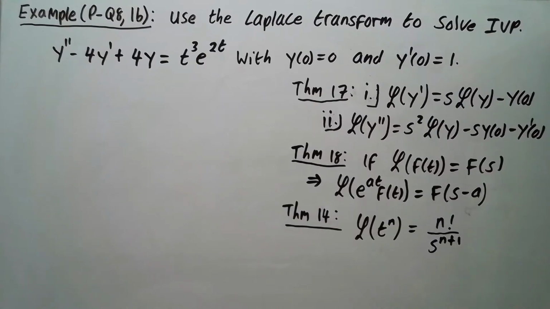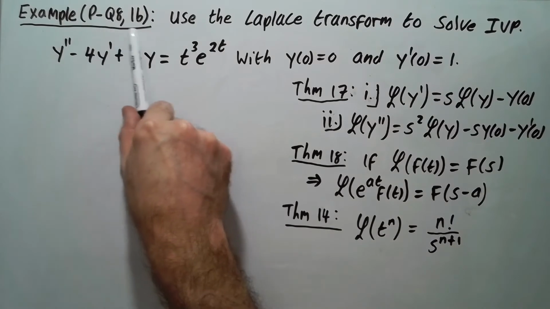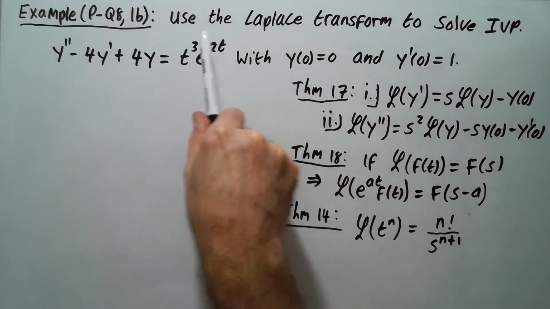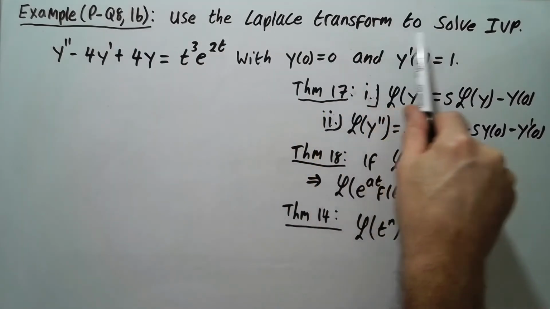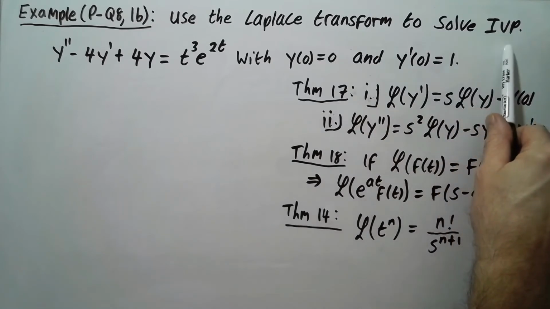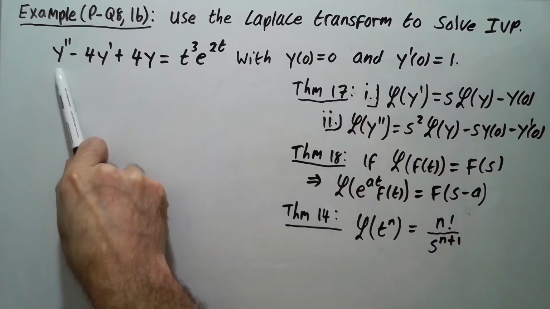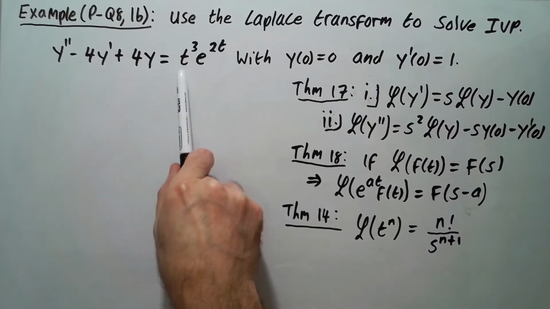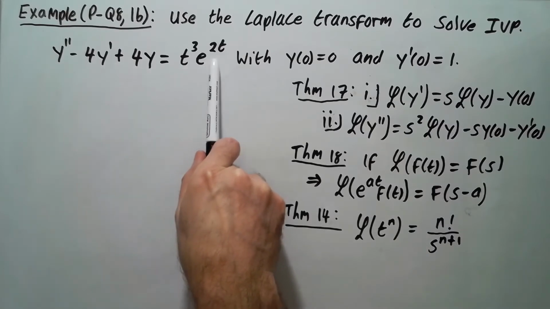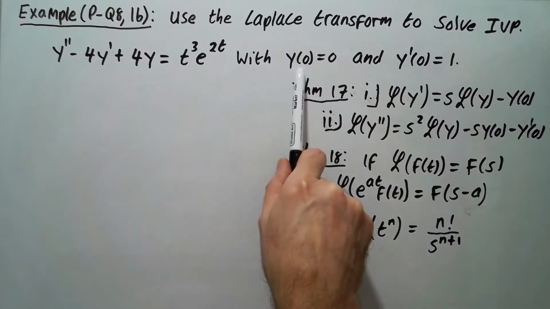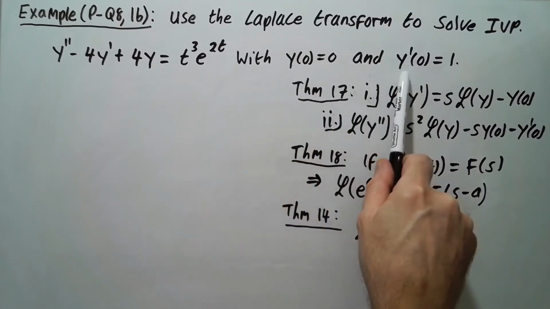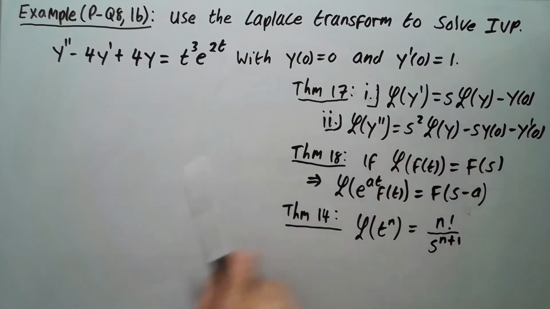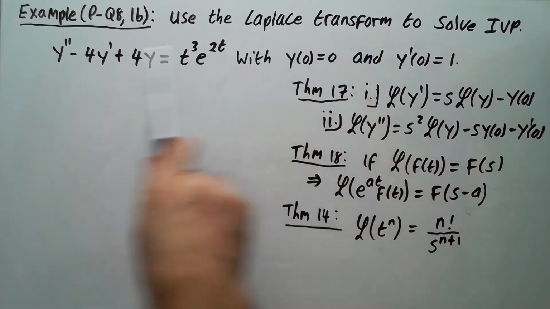Okay, so let's take a look at an example. It's practice quiz 8, 1b. It says use the Laplace transform to solve the initial value problem. So we're given here y double prime minus 4y prime plus 4y equals t cubed e to the 2t. And we have that y of 0 is 0 and y prime of 0 is 1. So we're going to use the Laplace transform to solve this.